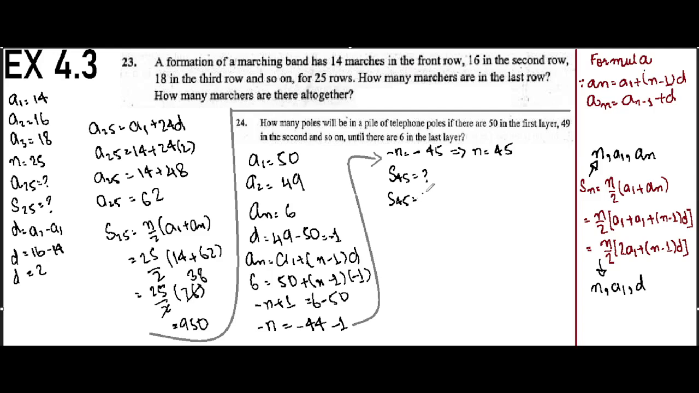S45 is equal to n by 2 into A1 plus An. It is equal to n is 45 by 2 into A1 is 50 plus An is 6. So it is equal to 45 by 2 into 56. It cancels: 2 times 28 is 56. It is equal to 45 into 28, which is 1260. So this is your answer.